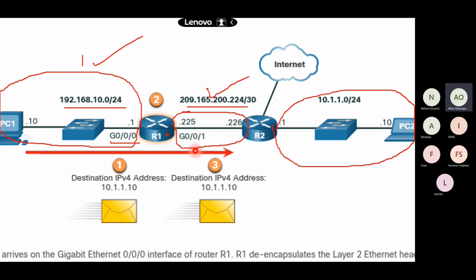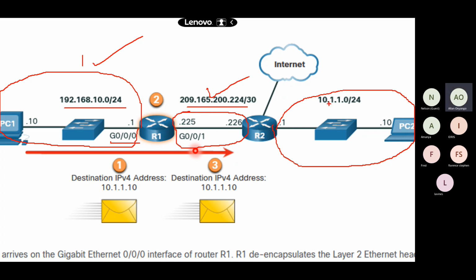So wherever 2 routers are joined by a network, that network is counted as 1. You don't count it as 2. Okay? So this network, even though R1 is connected to it and R2 is also connected to it, is 1. That's why, look at this. This is 201.165.200.224. That is the network address. The R1 side of this same network is 200.225, and the R2 side is 200.226. So this is counted as one network.